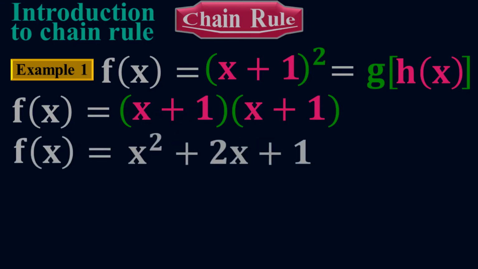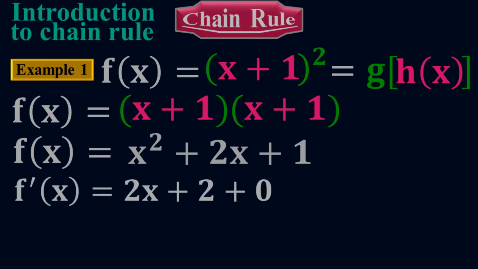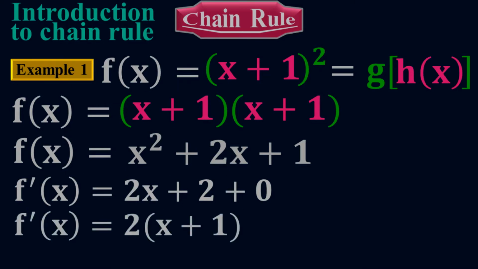So I will have f of x equals x squared plus 2x plus 1. Now just apply the power rule. So f prime of x will be 2x plus 2 plus 0. According to the power rule, if you remember, the derivative of x squared is 2x, the derivative of 2x is 2, and the derivative of 1 is 0 because it is a constant number. So f prime of x equals 2x plus 2 plus 0. I'm going to take 2 common from here, to have 2 into x plus 1.